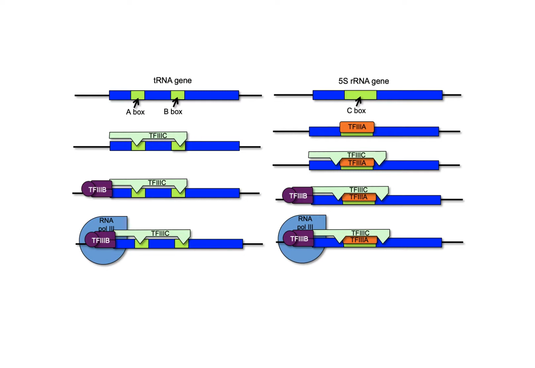For the 5S ribosomal RNA, which is also transcribed by RNA polymerase 3, there's a different box called the C box, and that attaches transcription factor 3A, which then has affinity for transcription factor 3C, and that attaches transcription factor 3B, and RNA polymerase attaches to that, and then transcription begins. In bacteria, they don't have these transcription factors. They have sigma factors, which serve the same function.